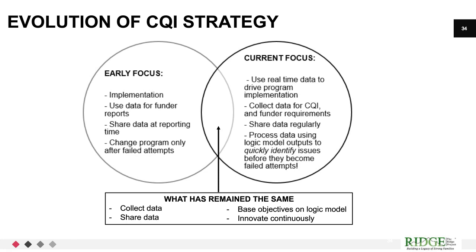We share our data regularly. Instead of just waiting until we have our required reports, monthly we are sharing the data with all of our program partners so that they know what we're doing and how we're tracking. We process our data using our logic model outputs to quickly identify the issues before they become failed attempts. And I love that because it helps us be more effective, more efficient, and reach people in a much better way. It's like the people we serve deserve the absolute best. They deserve excellence. And in order to define what excellence is, we have to do this continuous quality improvement. And so anyway, our CQI process has evolved over the years.